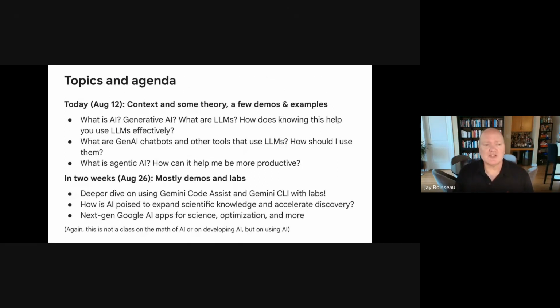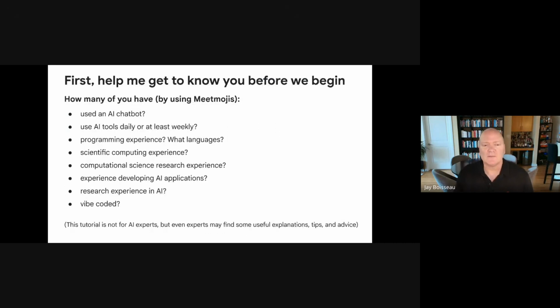So the topics in the agenda today, we're going to cover what is AI, what are Gen AI chatbots and other tools that use LLMs, and what is agentic AI. In 2 weeks, on August 26th, we're going to do mostly demos and labs using some of our tools, including our Gemini command line interface and Gemini Code Assist. We'll get into those today by the end of the session. So don't worry, we have a few demos and labs for today, but we'll get into more of that in part 2 of this.